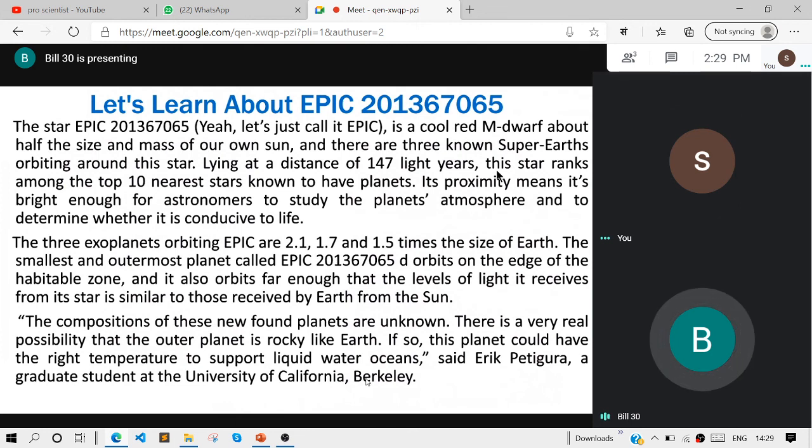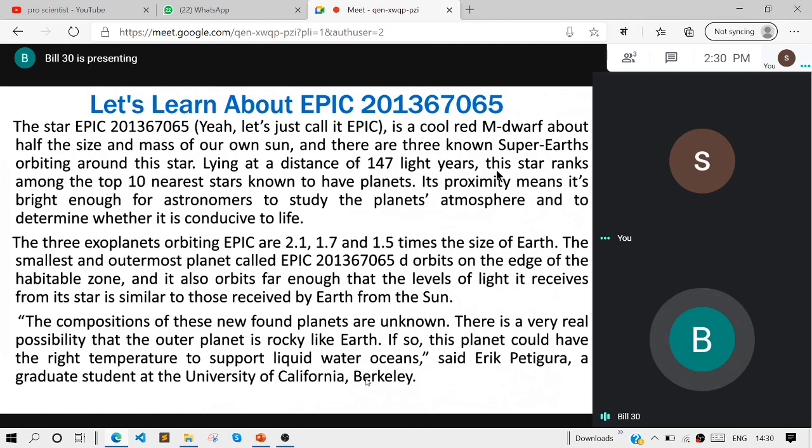The three exoplanets orbiting Epic are 2.1, 1.7, and 1.5 times the size of Earth. The smallest and outermost planet, called Epic 201367065d, orbits on the edge of the habitable zone, far enough that the level of light it receives from its star is similar to that received by Earth from the sun. The compositions of these newfound planets are unknown.